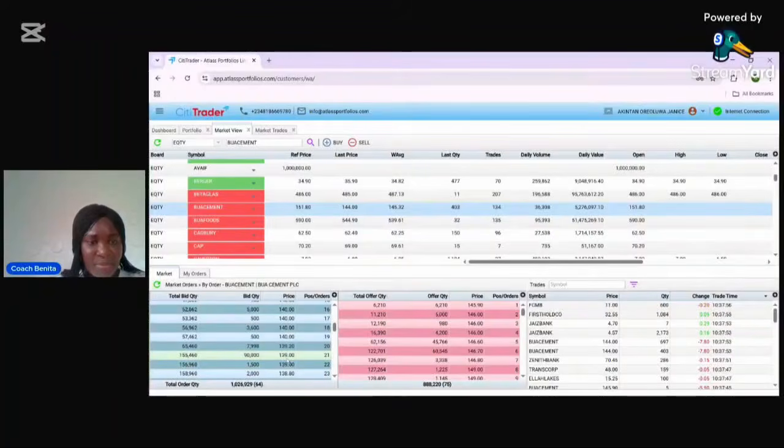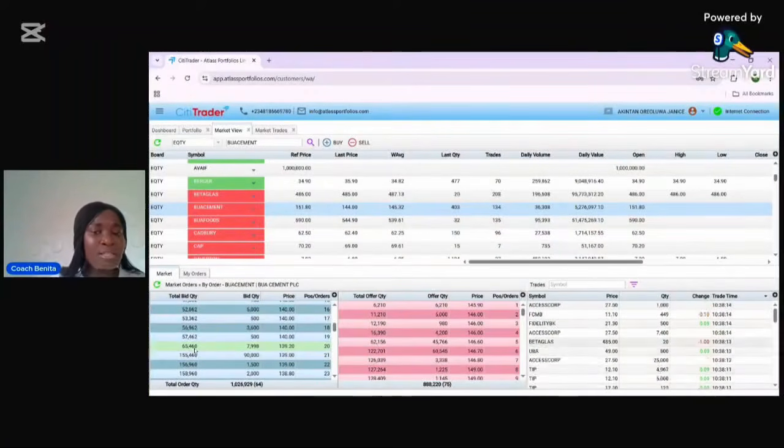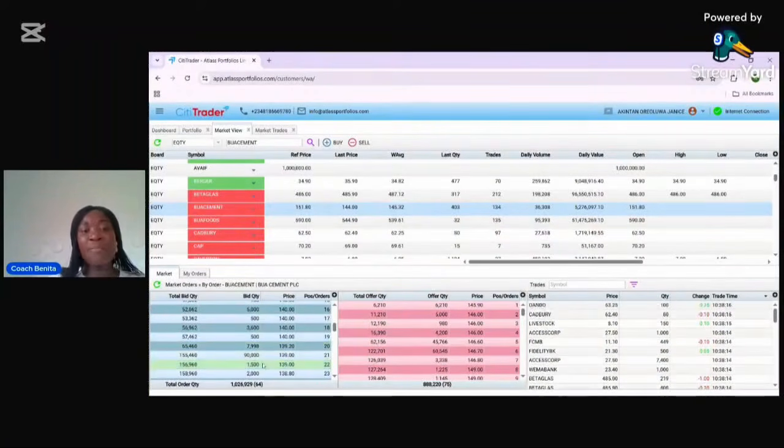This person has placed a bid at 139 naira. So for me, what I would just do is, since the person has placed a bid at 139 naira, I'm going to place my bid at 139 naira 10 kobo. If I place a bid at 139 naira 10 kobo, it places me above this person, which means that the moment 65,460 units have been sold, I may be lucky to get sold to at 139 naira.